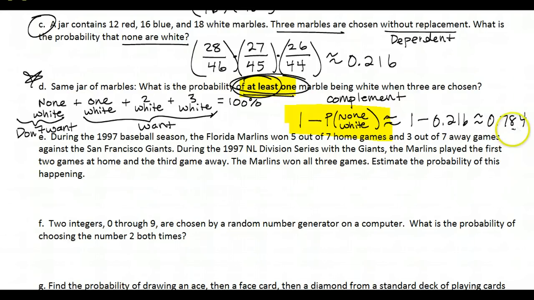So there's a 0.784, or not percent, but 0.784 or 78.4% chance I'm going to get at least 1 white marble. This is also a dependent event because it's matching with this situation up here. And we'll say more about that in a little bit. I'm just going to do 2 more examples for this video.